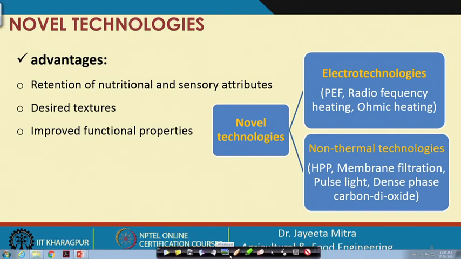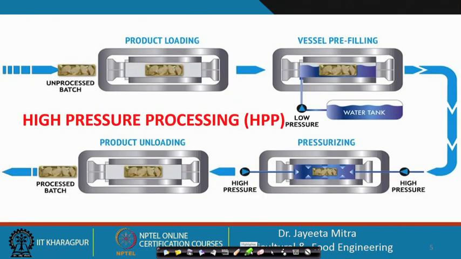First is the electro technologies and the non-thermal technologies. In the electro technologies there are pulse electric field PEF, radio frequency heating, ohmic heating, etc. And in the non-thermal technologies we have high pressure processing HPP, membrane filtration, pulse light treatment, dense phase carbon dioxide and many more. First we will see high pressure processing.